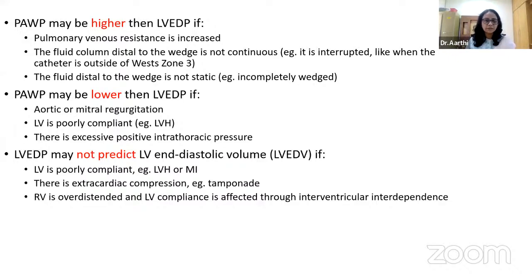And also, for example, in patients with cardiac tamponade, and where an RV is over-distended and compresses the LV, causing an increase in the left ventricular end diastolic pressure, which might not reliably reflect the left ventricular end diastolic volume and hence our cardiac output.